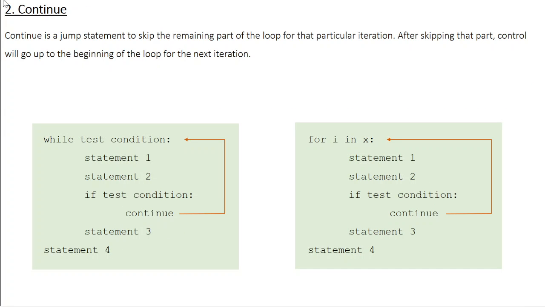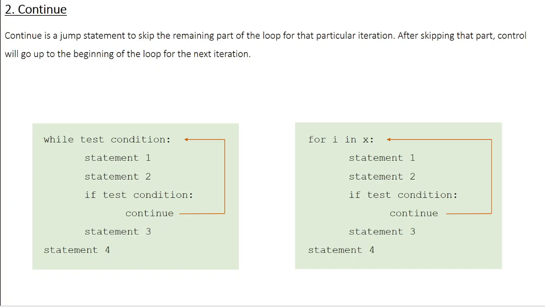Now the second jump statement is continue. So here the jump statement will skip the remaining part of the loop for that particular iteration, and after skipping that part, control will go up to the beginning of the loop for the next iteration. So if you take the same program, instead of break statement you have a continue statement here, and as I said, always break and continue are written along with a test expression. So usually you have an if statement. So if the test statement is true, only then the continue will be activated. So imagine that originally you have 10 iterations. So statement 1, 2, 3 are supposed to be repeated 10 times, and after the 10th iteration, control will go to statement 4.